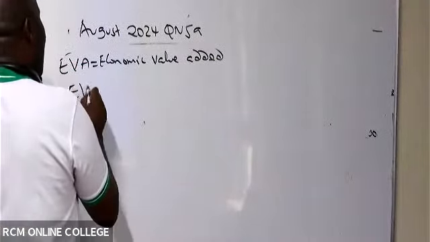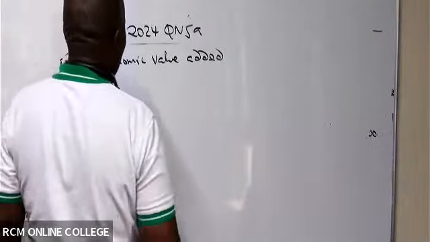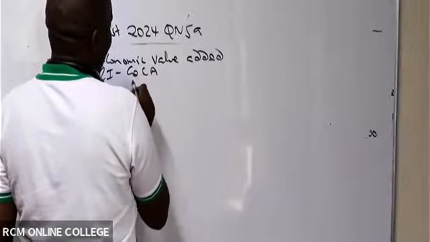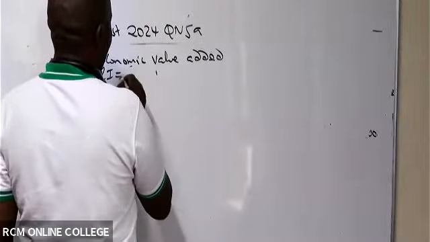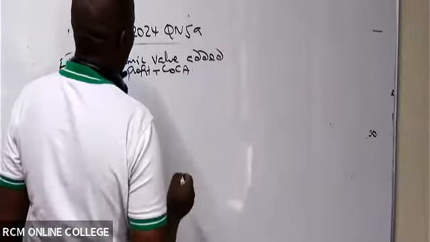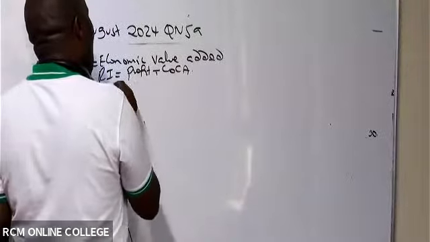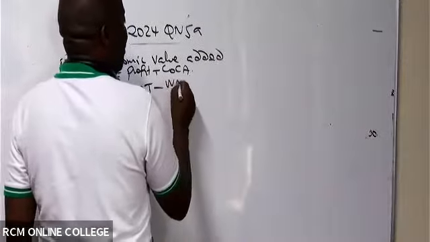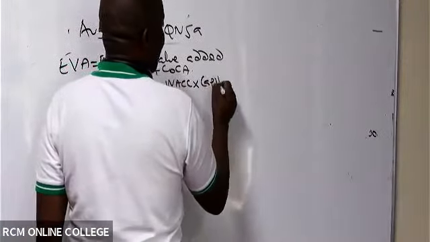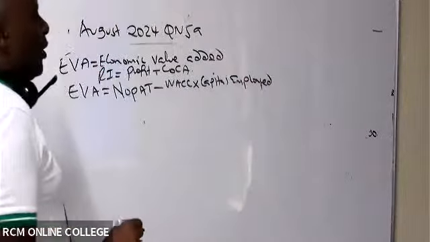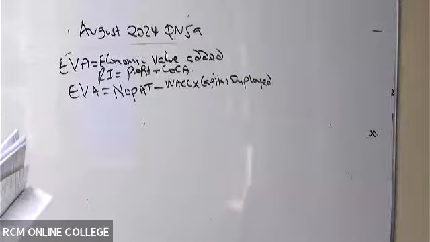So this EVA is very similar to residual income. In residual income we talk of profit minus cost of capital. Here, we shall talk of NOPAT minus WACC times, in this case, capital employed.